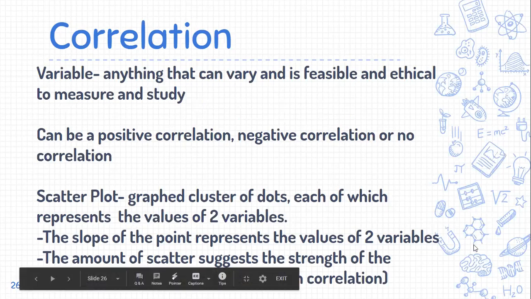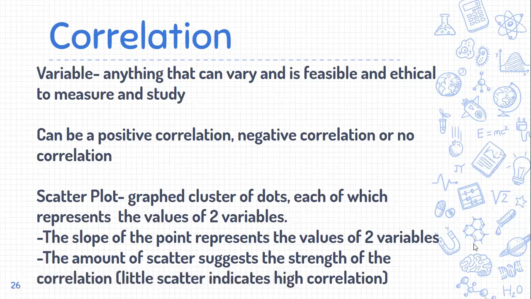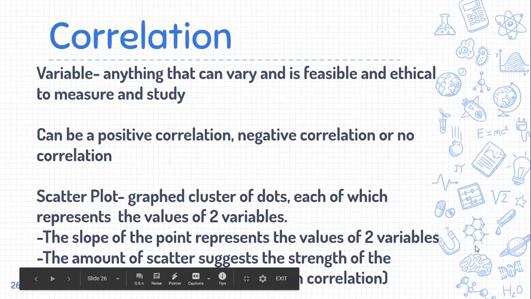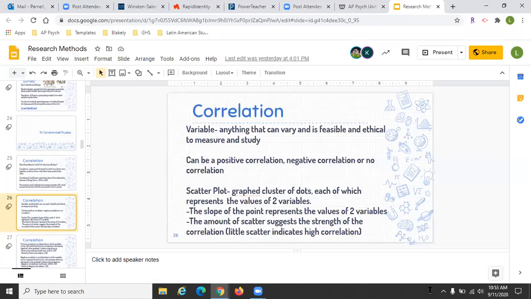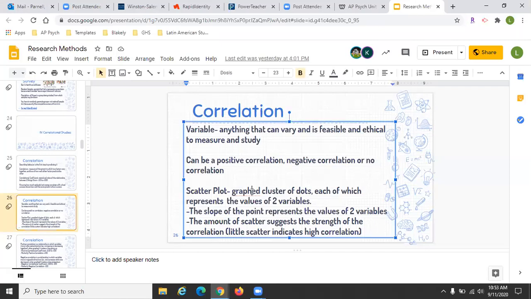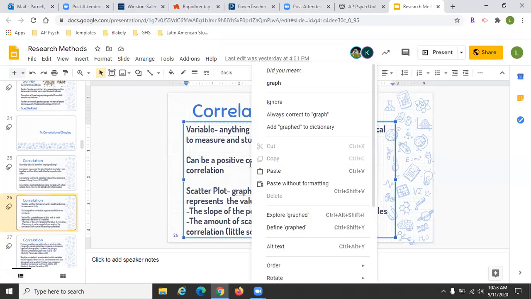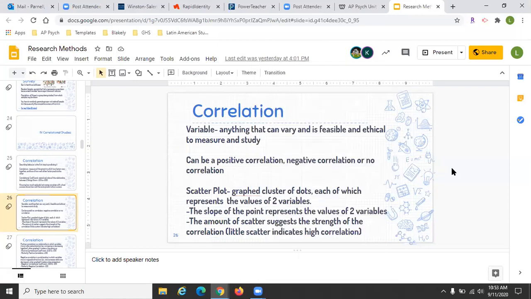So the slope of the points on the scatter plot represents the value of the two variables. And the amount, it's the recording thing's in the way and I can't read it. Sorry, guys. The amount of scatter. See, it's always weird words. Graph cluster.